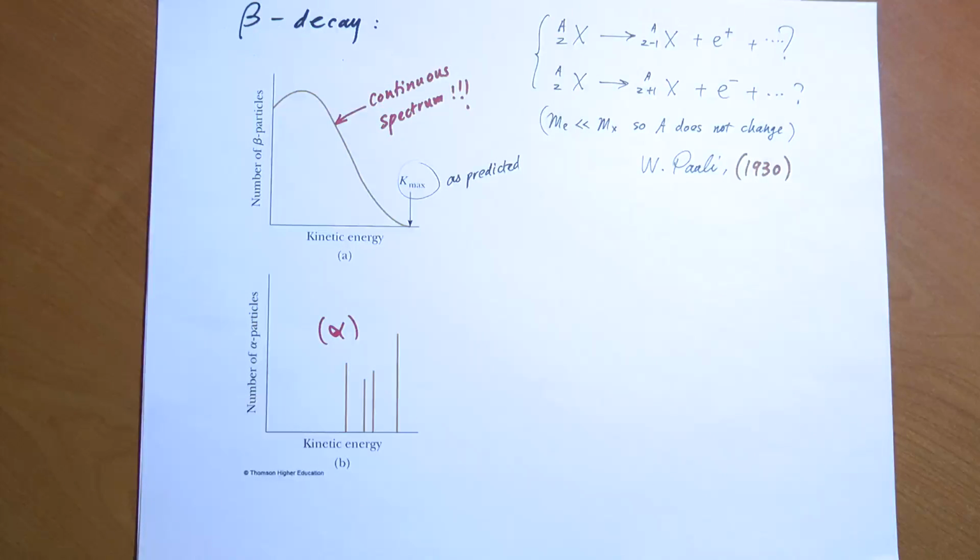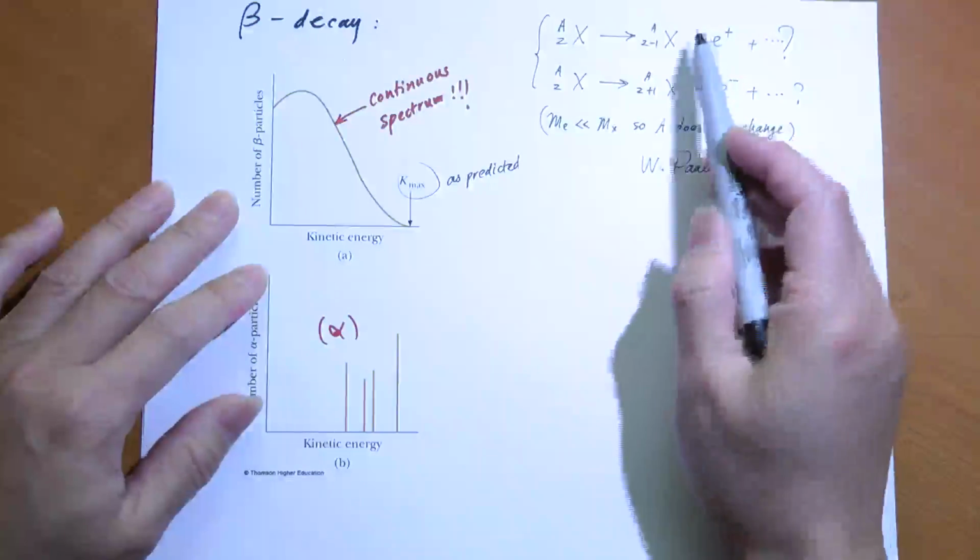There are two types of beta decays, beta positive and beta negative. So in a beta negative decay, you end up with an extra electron coming out, and in a beta positive decay, you end up with a positron. A positron is a particle that looks every bit like the electron, with the only exception that it is positively charged instead of negatively charged. So these are the two generic formulas for beta decay.